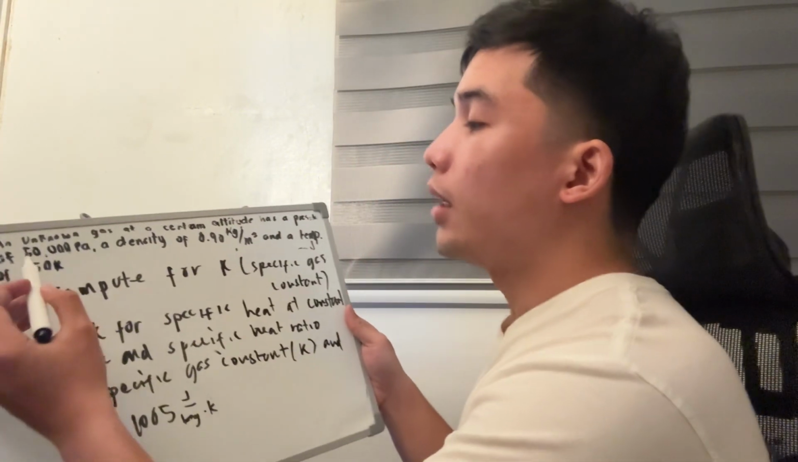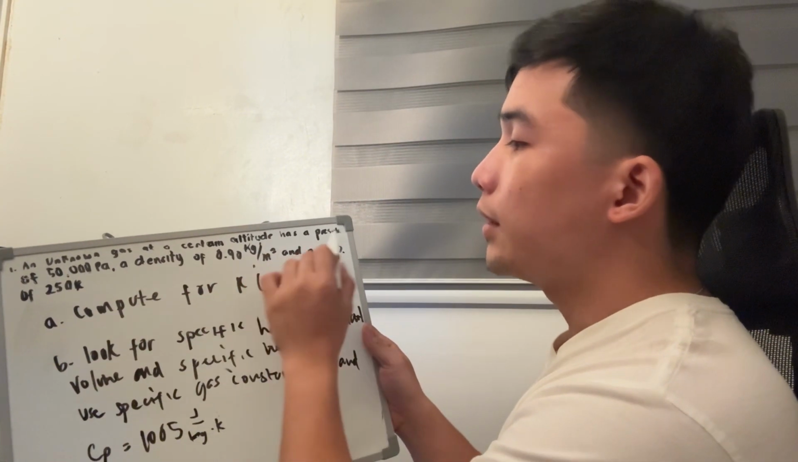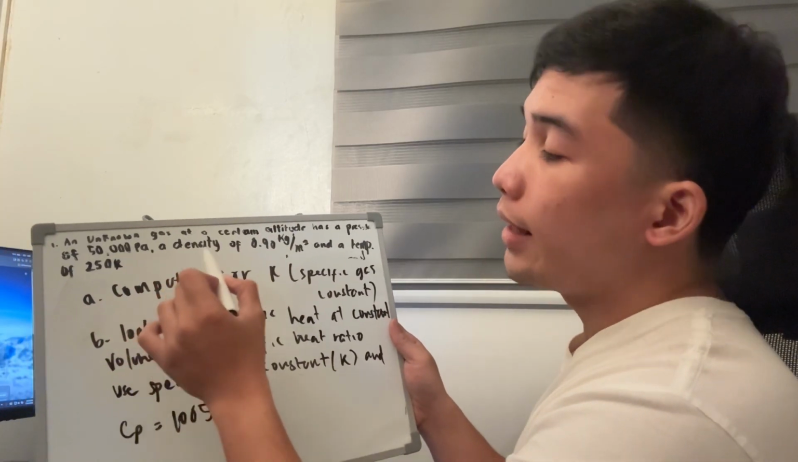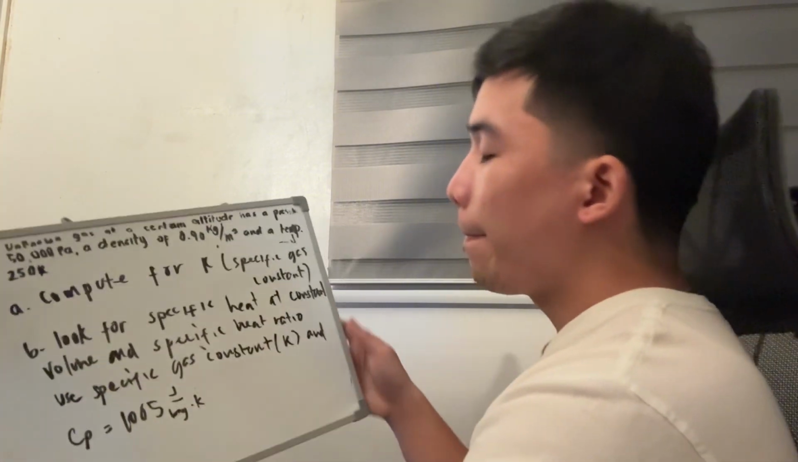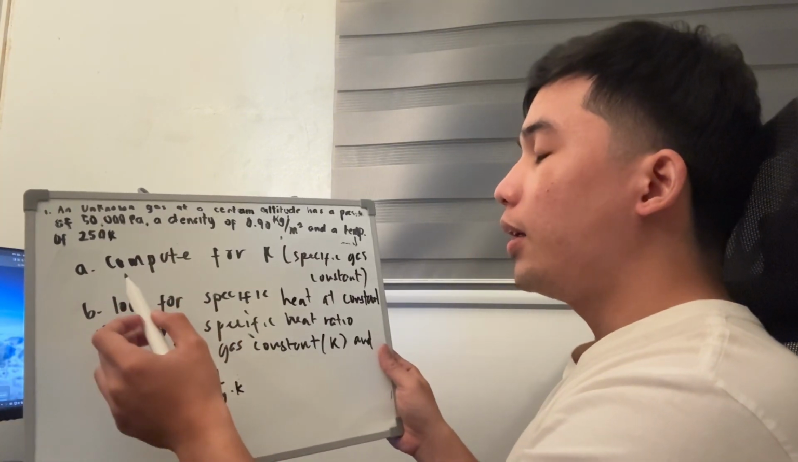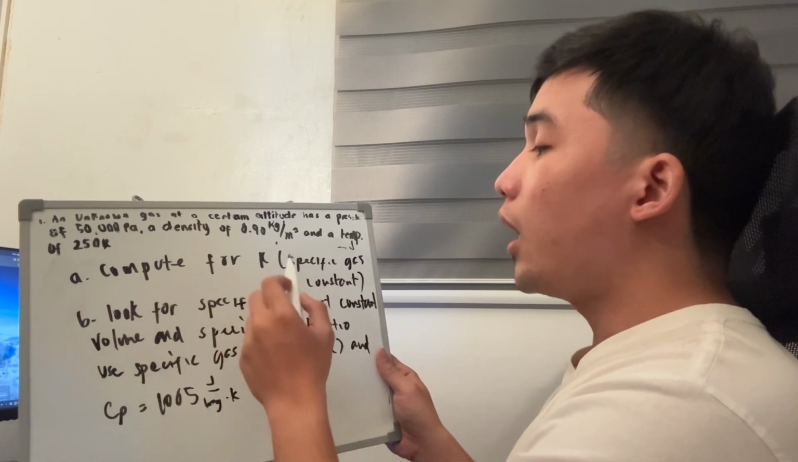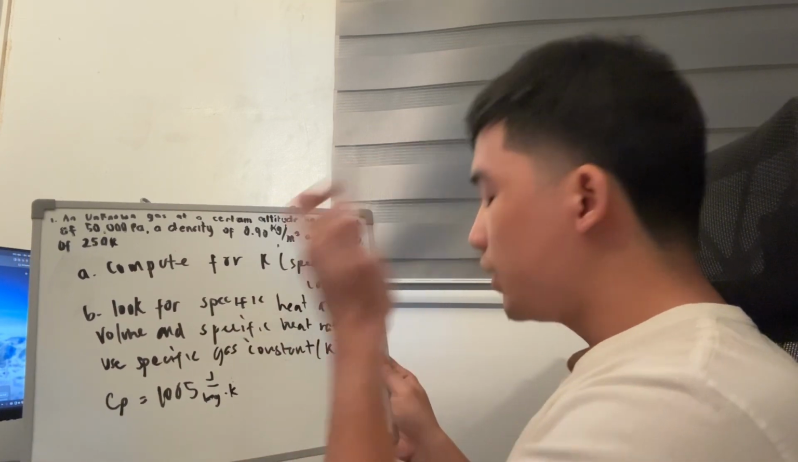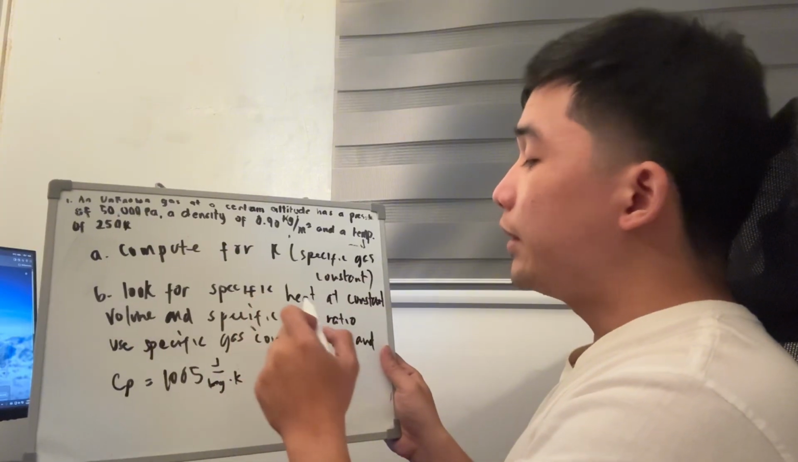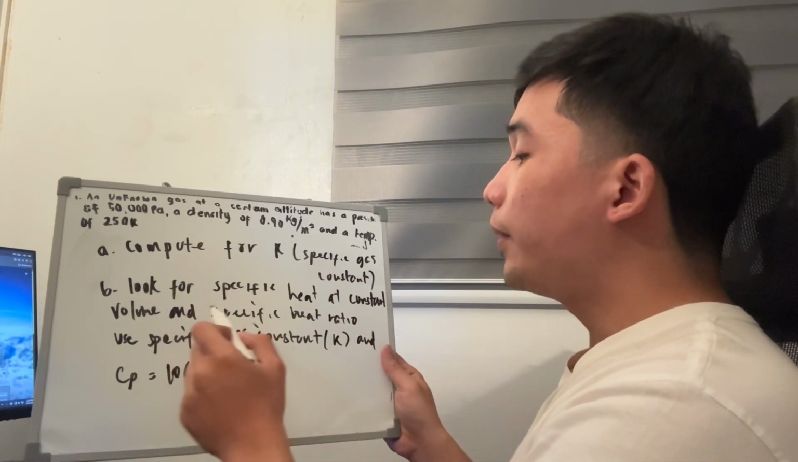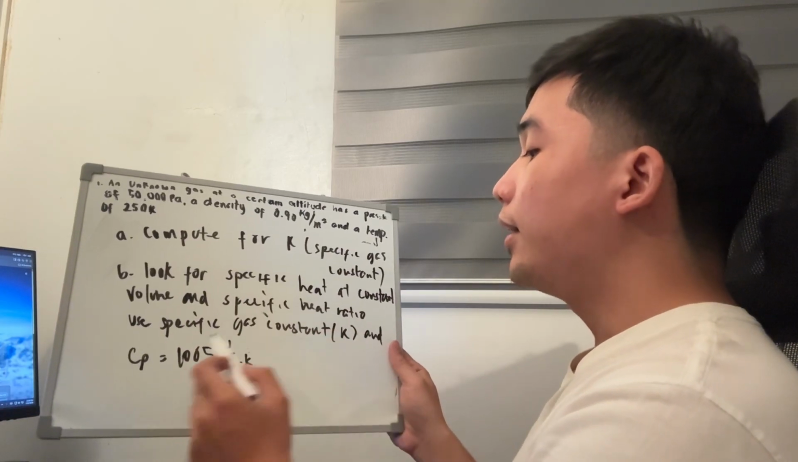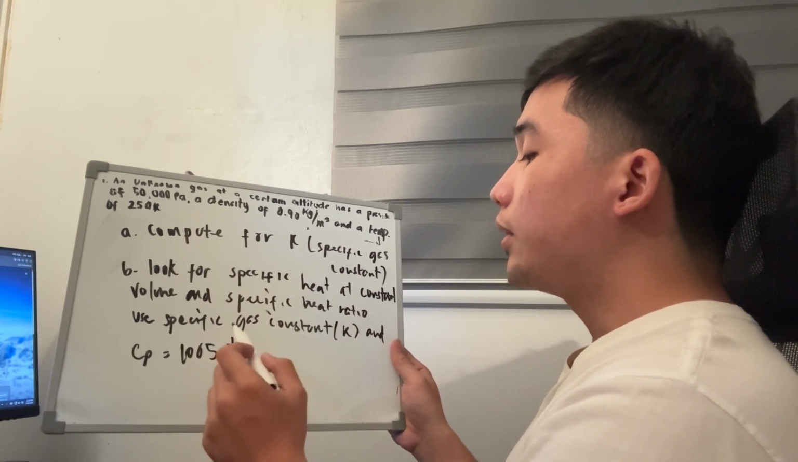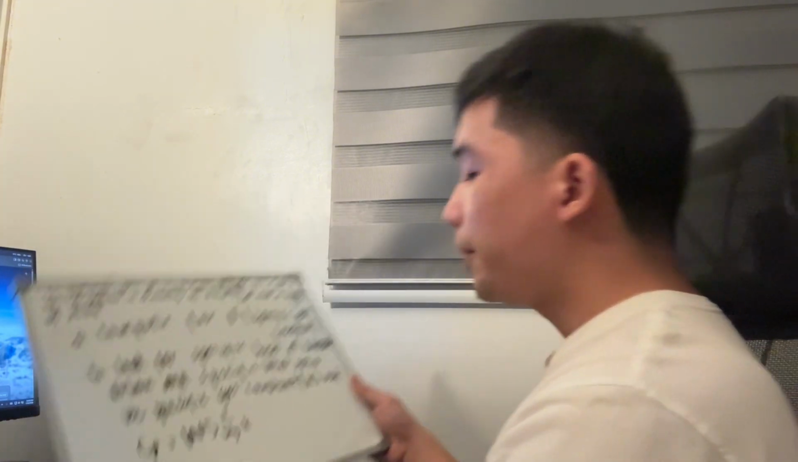So, for our problem 1, here we have an unknown gas at a certain altitude that has a pressure of 50,000 pascals, a density of 0.90 kg/m³, and a temperature of 250 K. For our A, he wants us to compute the R, or specific gas constant. For our B, look for specific heat at constant volume and specific heat ratio. Use the specific gas constant, R, and Cp equals 1005 J/kg/K.